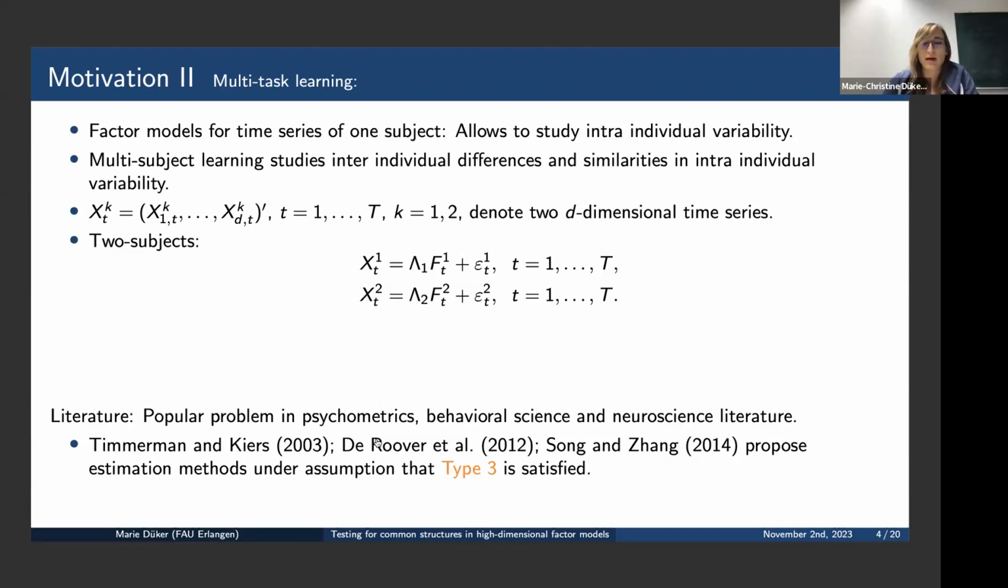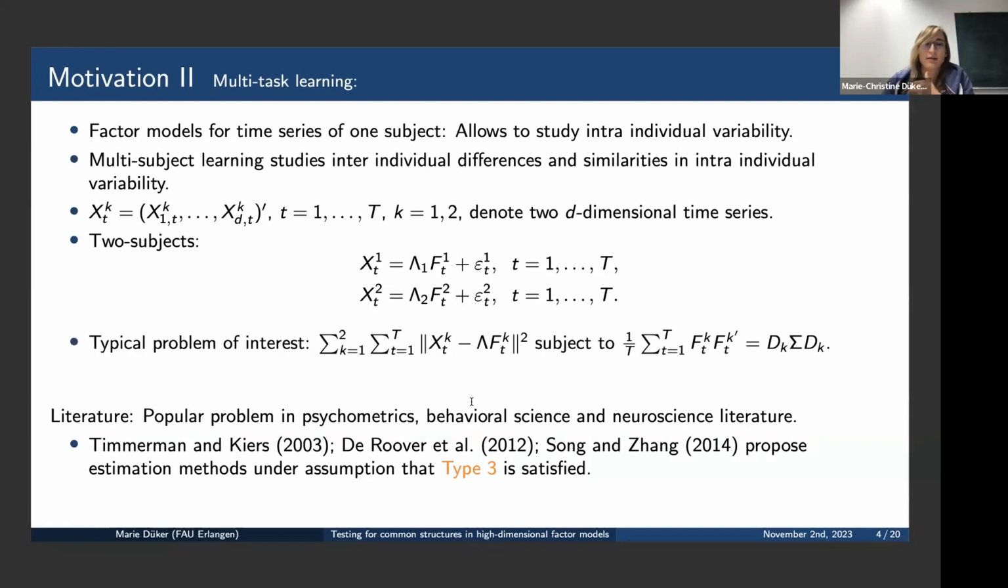And people have studied this kind of setting, but mostly they have been interested in how to do estimation. Those three publications are all from the psychometrics literature, and they have studied how to estimate this kind of situation where you have multiple factor models. Here I wrote it in a setting where we have two subjects and assume that lambda is the same.